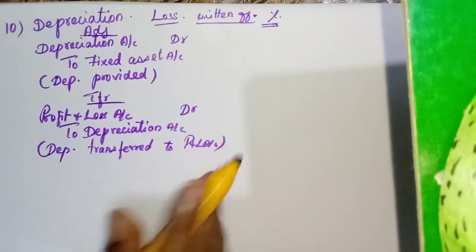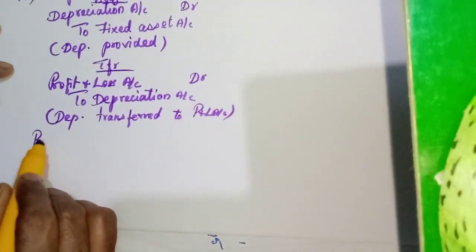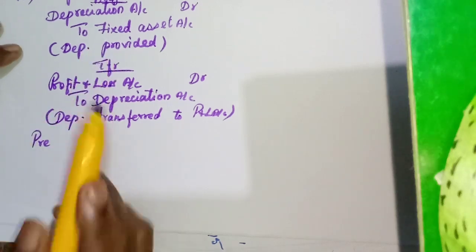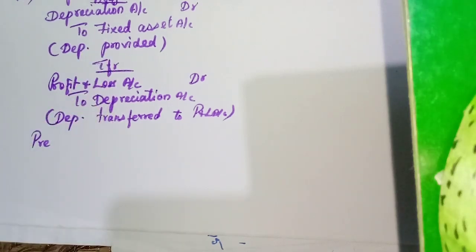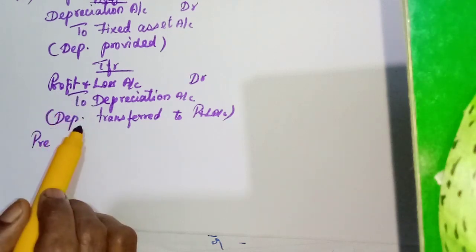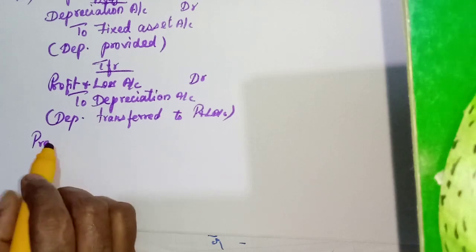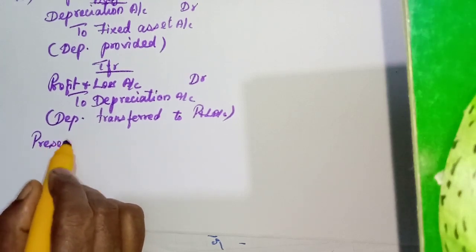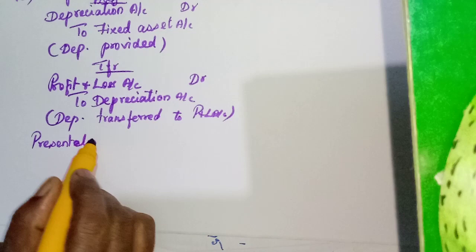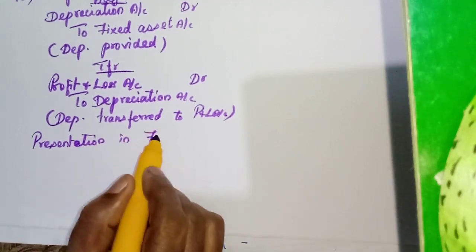Then the presentation we should know. Here two entries, adjustment entry and transfer entry. We have already learned two other things that have adjusting entry and transfer entry. What are those two? The interest on capital and interest on drawings, plus this depreciation has two entries. Then how it will be presented in the final accounts? Presentation in final accounts.